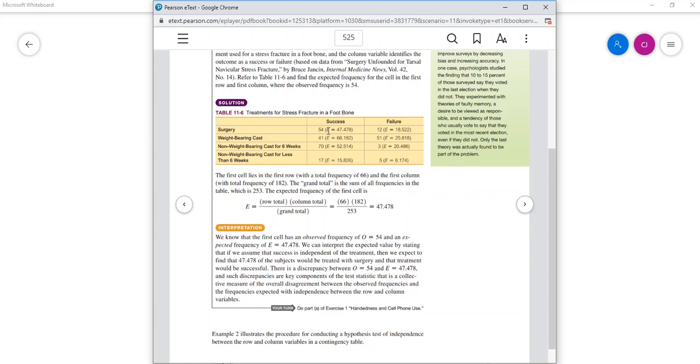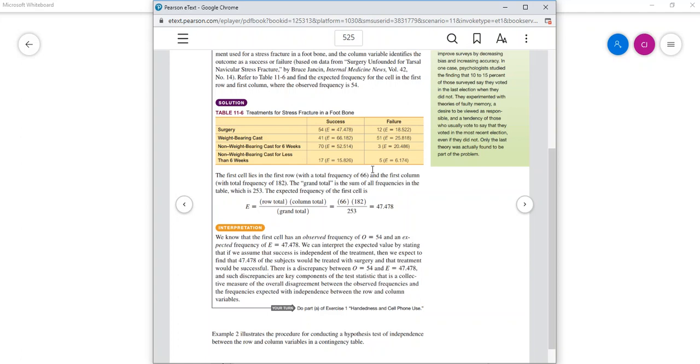Now the expected values had to have been calculated. So these are all different because we have different sample sizes for surgery. Look, we had 66 surgery. We had weight-bearing cast, we had 92 in that column or row. 73 here, 22. So to figure out what the expected would be, we have to go through this formula and figure out what that would be, given that the row and column variables would act independent of each other, or that there would be no difference between the observed and expected values as we look through this.